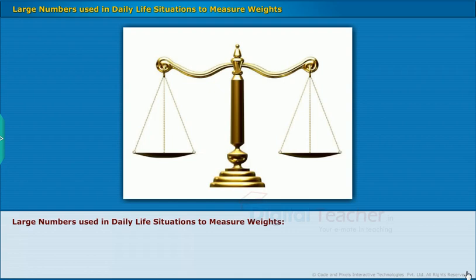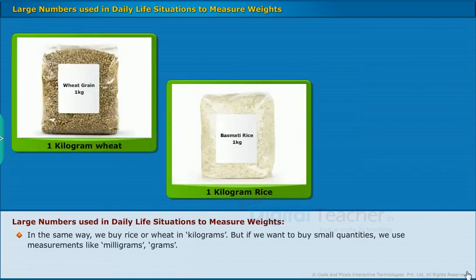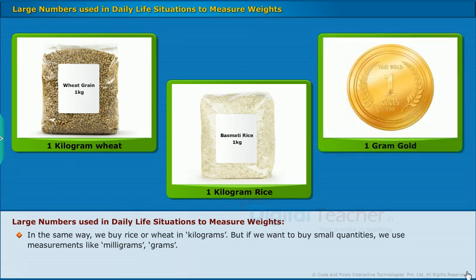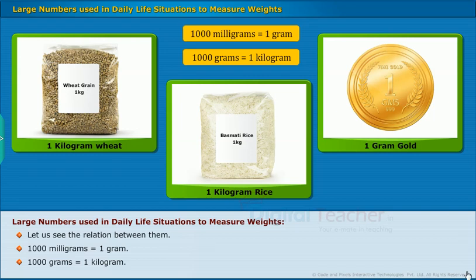Large numbers used in our daily life situations to measure weights. In the same way, we buy rice or wheat in kilograms. But if we want to buy small quantities, we use measurements like milligrams and grams. Let us see the relation between them. 1000 milligrams is equal to 1 gram. 1000 grams is equal to 1 kilogram.